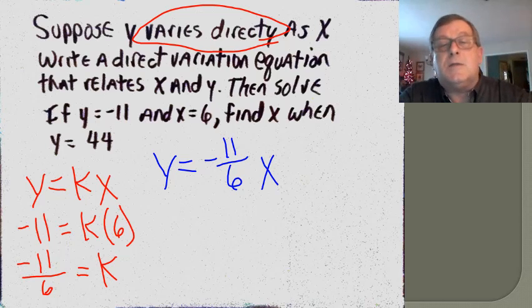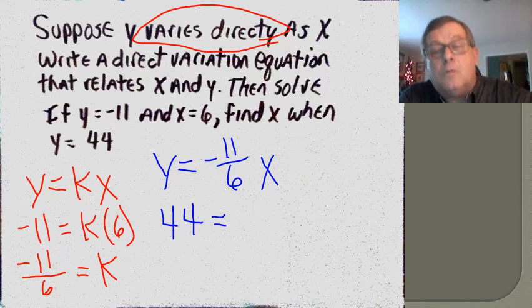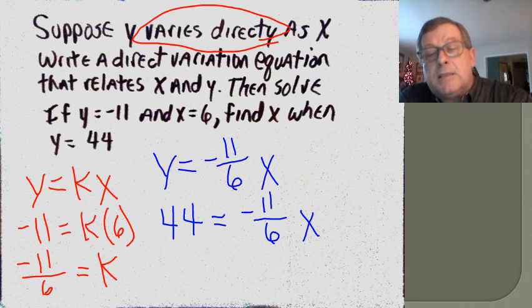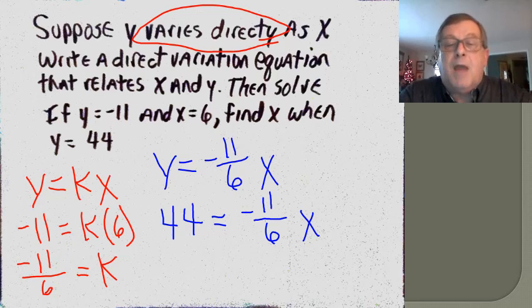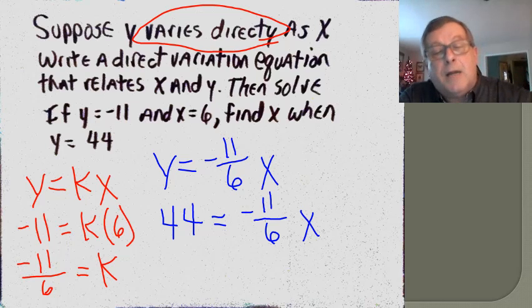Okay, so then it says, we've got to solve, find x when y equals 44. So I'm going to substitute 44 in here for y. 44 equals minus 11 over 6x. Okay, so that's minus 11 over 6 times x. So if I want to isolate the x, I'm going to have to do the inverse of that multiplication, and I'm going to have to divide 44 by minus 11 over 6. But how can I do that?